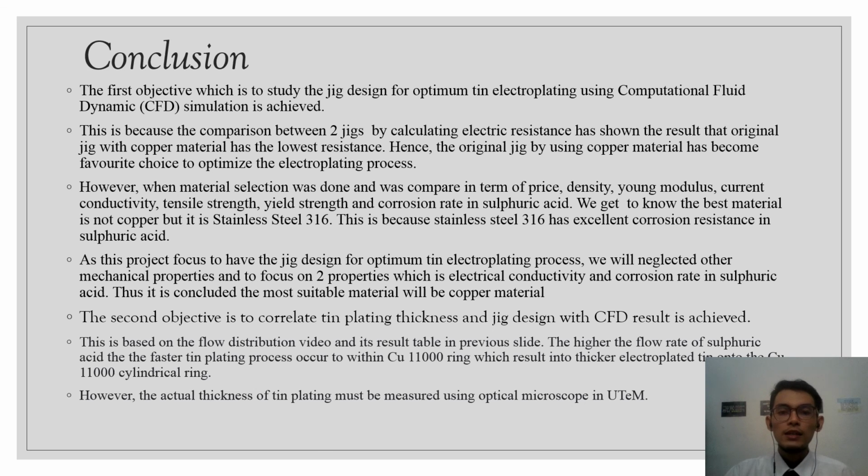The second objective, to correlate tin plating thickness and jig design with CFD results, is achieved. This is based on the flow distribution video and its result table in the previous slide. The higher the flow rate of sulfuric acid, the faster the tin plating process occurs within the Cu 11000 cylindrical ring, which results in thicker electroplated tin on the Cu 11000 cylindrical ring. However, the actual thickness of tin plating must be measured using an optical microscope in UTEM.